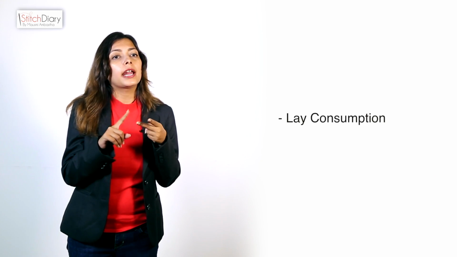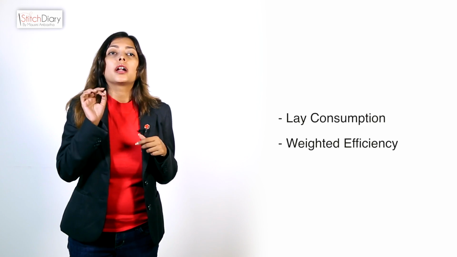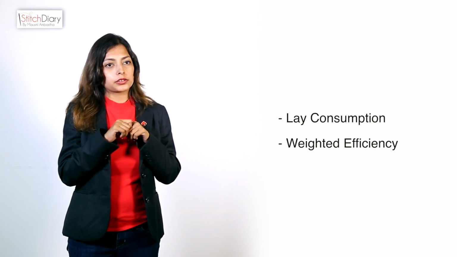But if we make only longer high efficiency markers and ignore the remnants and smaller markers, we will end up losing all the benefit that we may have gained in the process. Therefore, it is important to look at an order as an entire order instead of individual markers. There are two parameters, lay consumption and weighted efficiency, which are very good indicators of markers.